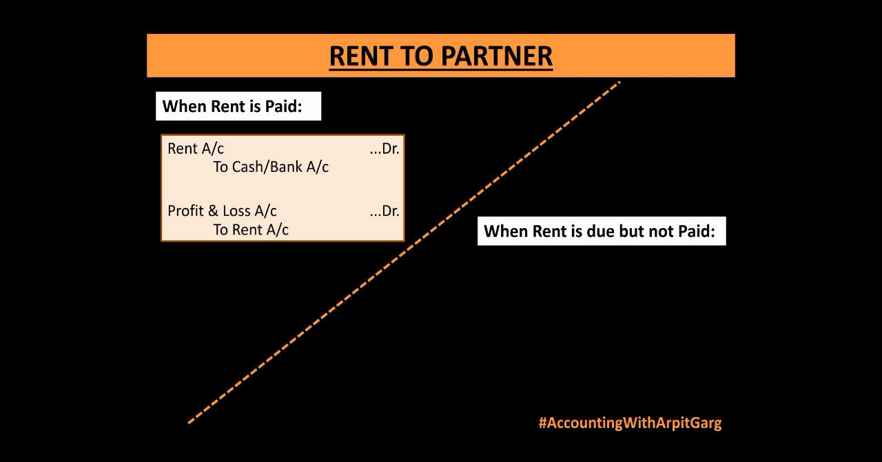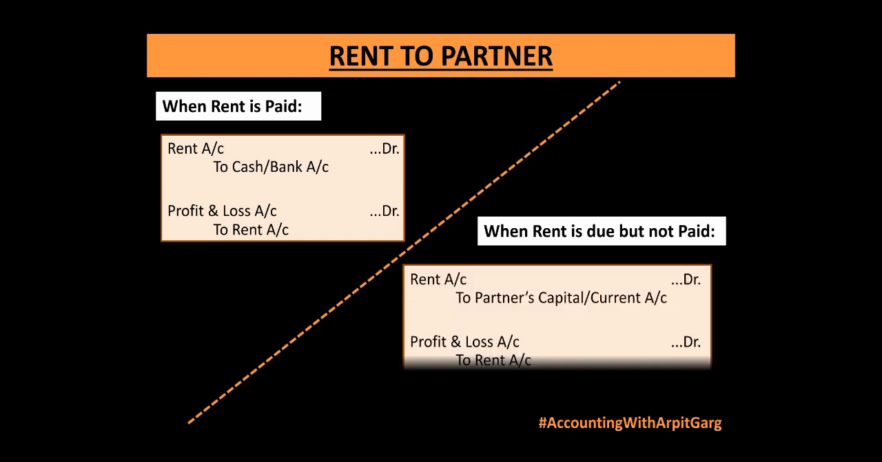So here we paid the rent to our partners, but what if we do not have enough cash to pay the amount? Then in that case, instead of crediting cash or bank account, we will increase the capital or current account of partners by passing the entry, that is, rent account debit to partners' capital or current account, and closing entry, profit and loss account debit to rent account.